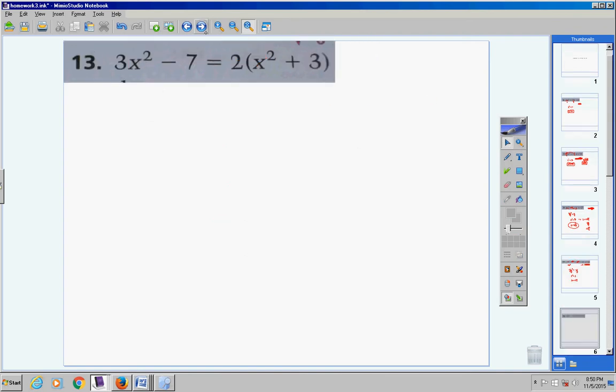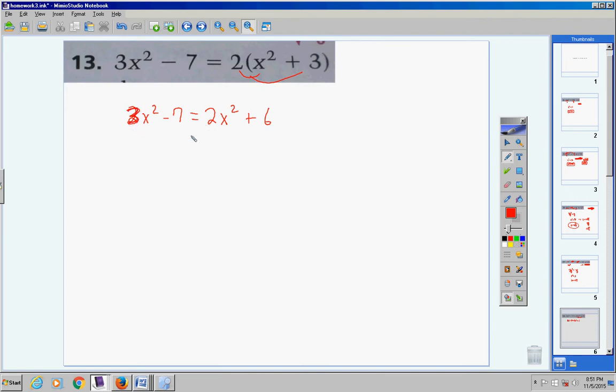Number 13, step 1, simplify both sides. Now you cannot simplify the left side. There's nothing you can do. However, the right side, you can take this 2 and multiply it through. So 2 times x squared is 2x squared. 2 times 3 is positive 6. Step 2, eliminate fractions. I don't see any. Step 3, move your, and this should be a 3 right here, shouldn't it? 3x squared. Sorry about that.